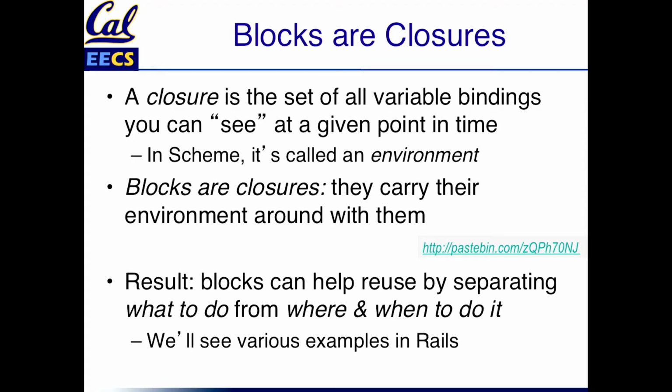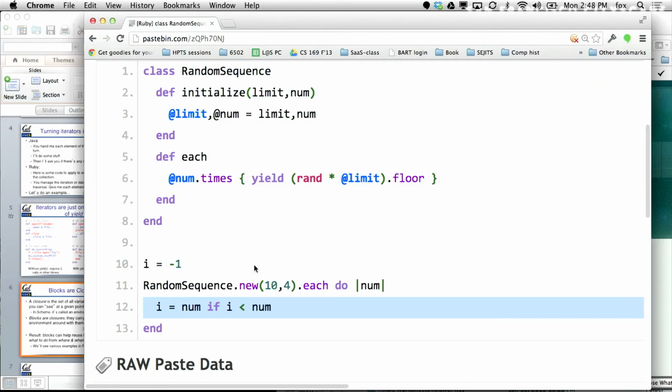Blocks or closures. This is another concept that, although it's taught in 61A and in Scheme, is not present, or at least not present in an obvious way, in a lot of modern languages. A closure is basically the set of all the variable bindings, all the variables with their values, that you can see at a given point in time. And if you remember in 61A, they called this an environment, and you drew diagrams about them. Well, that's what this is. Now, what does this mean in terms of yield, and why do we care about it? If we go back to our random sequence example, when we call random sequence new and then we call each on it, what's this variable i? Well, this is just a random local variable, right? Here it is, i is in scope.